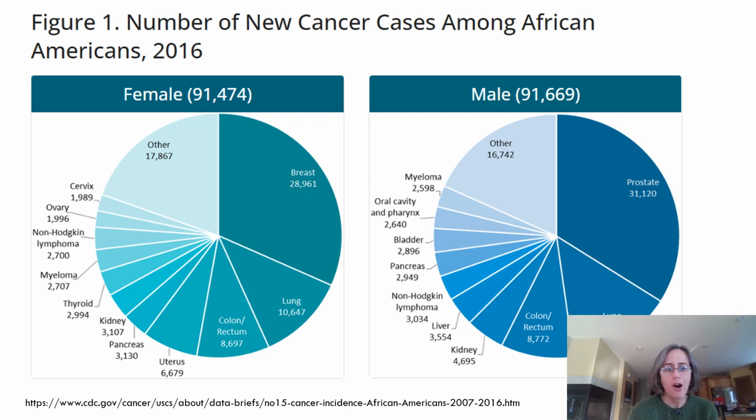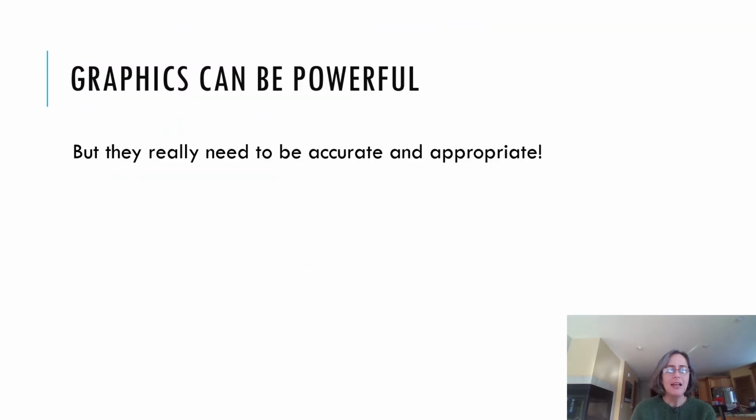So graphs are useful. Okay, so graphics can be really powerful, and they can also be misused. So they can sometimes intentionally, sometimes unintentionally. So we need to make sure that they are accurate and appropriate. I'm going to give you a few examples of what not to do.